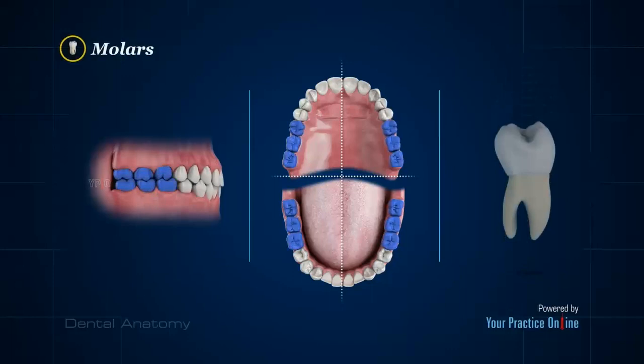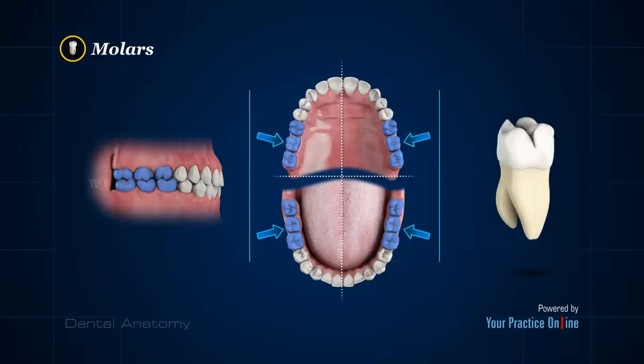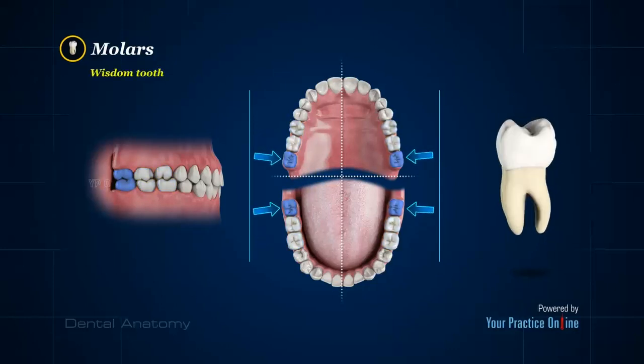Molars. These teeth have a flat upper surface with 3 to 4 projections that are used to grind food. There are 3 molars in each quadrant. The last molar is referred to as the wisdom tooth and may be absent in some individuals.